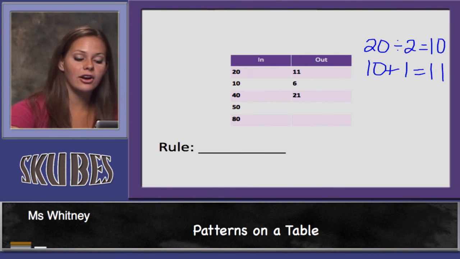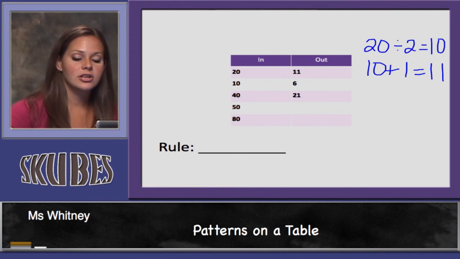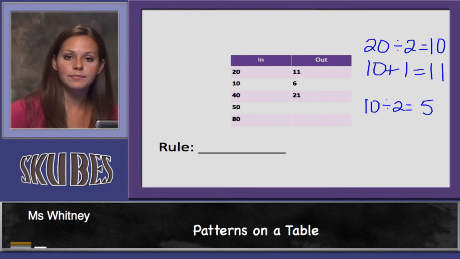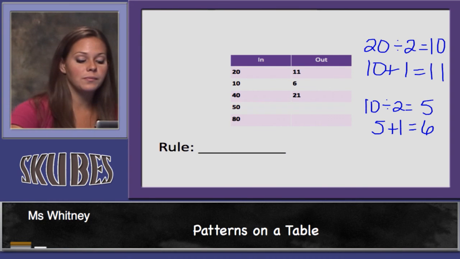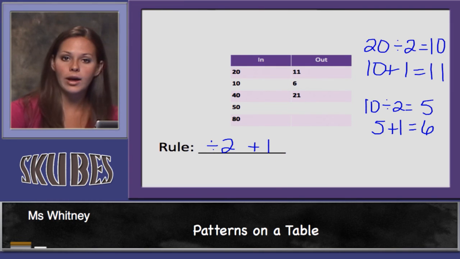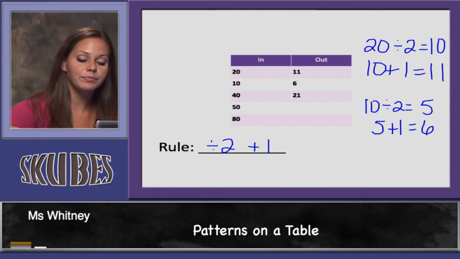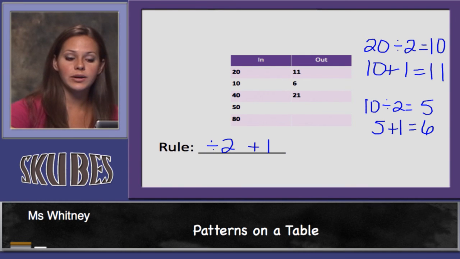Let's see if that'll work in our next row. We have 10 in the in column and 6 in the out column. So 10 divided by 2 equals 5, and 5 plus 1 equals 6. So this is our rule. We're going to divide by 2 and then add 1. Let's finish the table. We already see that 40 divided by 2 is 20, plus 1 is 21.